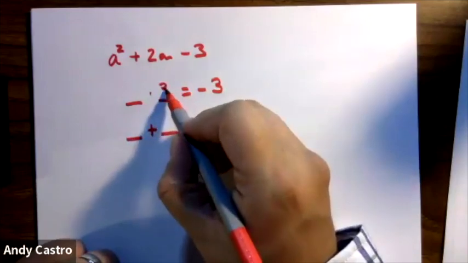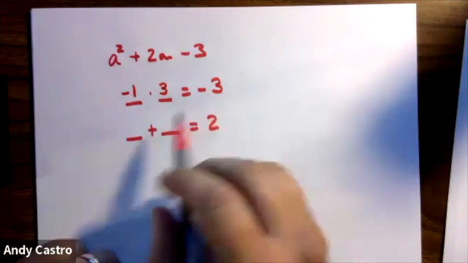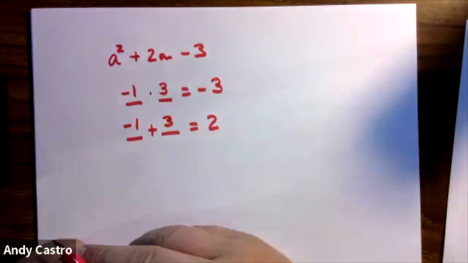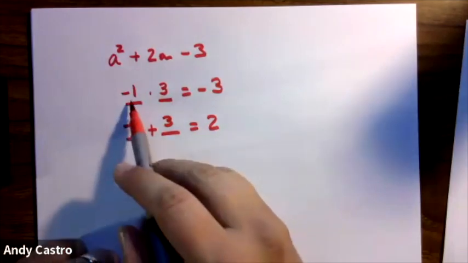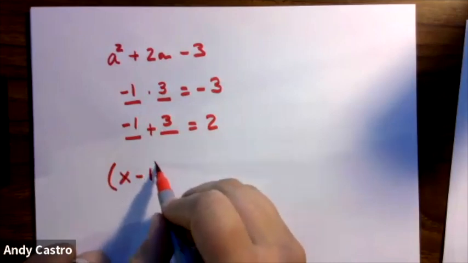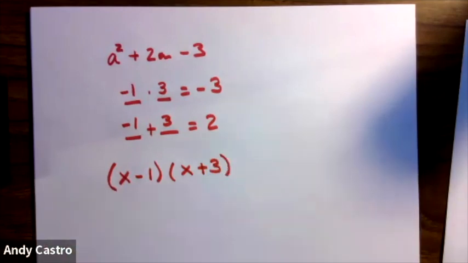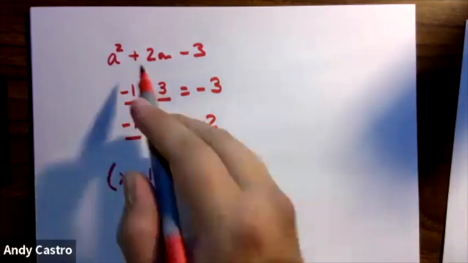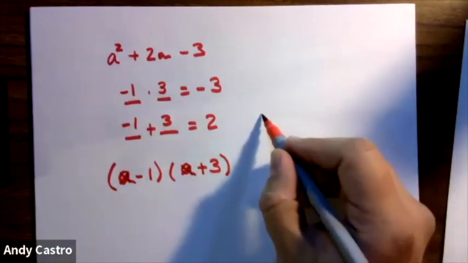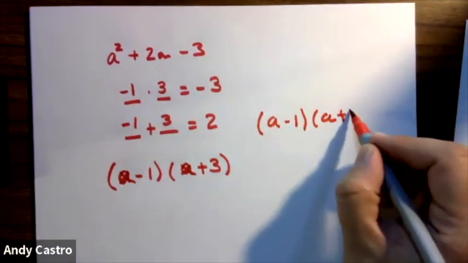So I know if I do a positive 3 times a negative 1, that gives me negative 3. And a negative 1 plus a positive 3 gives me a positive 2. So negative 1 and 3 are my two numbers. So I have x minus 1 and x plus 3. I'm sorry, those are a's. I'm so used to writing a's. I'll write that again. A minus 1 and a plus 3.